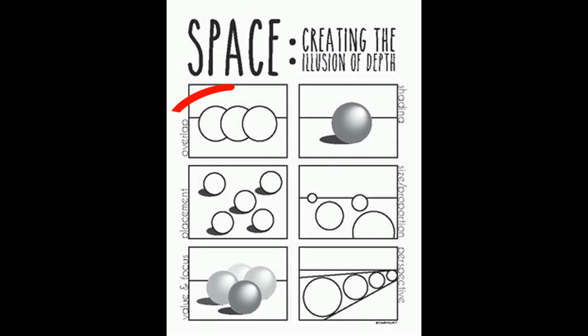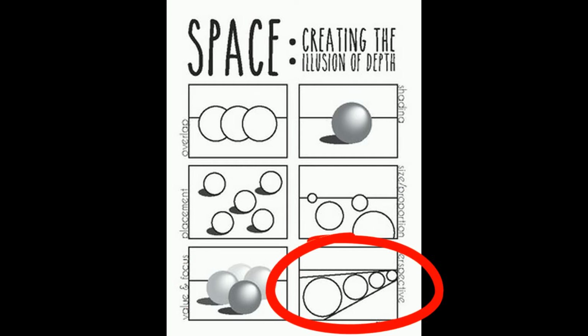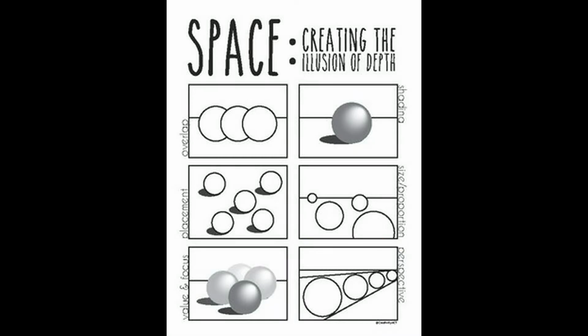You can overlap subjects, add shading to show where your light source is and where the shadows are, place your subjects in various places, show size and proportions with the bigger subjects being closest to the viewer and the smallest being the farthest, show focus on the main subject, show perspective with your subject shrinking in size as it goes farther back. Today we're really going to focus on size, placement, and shading.